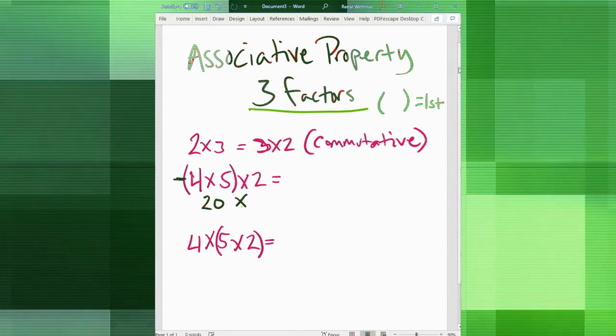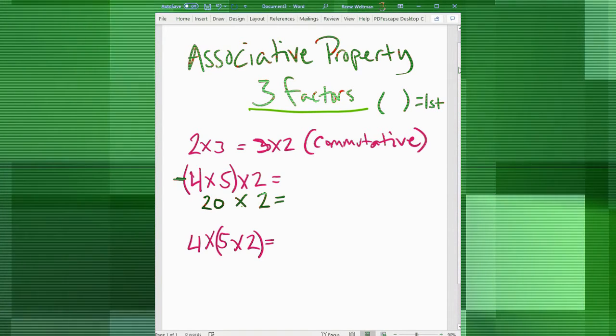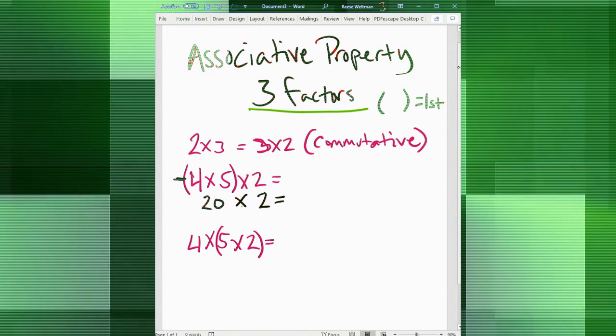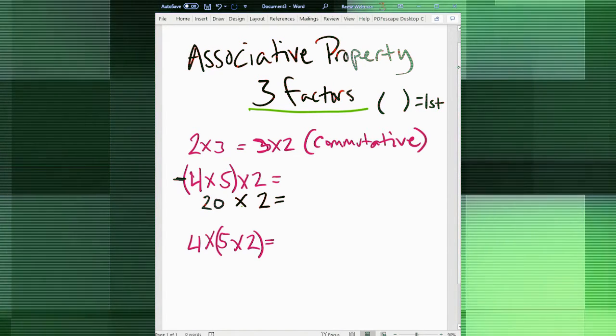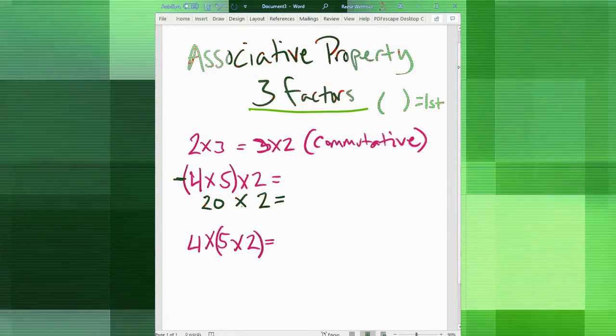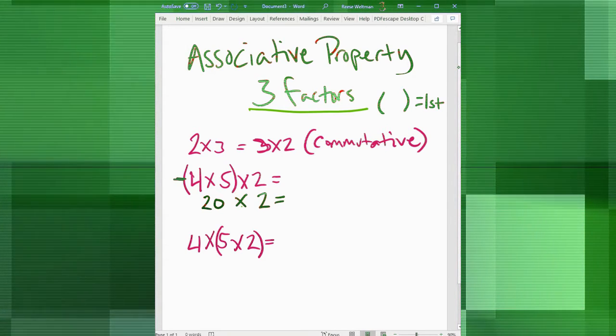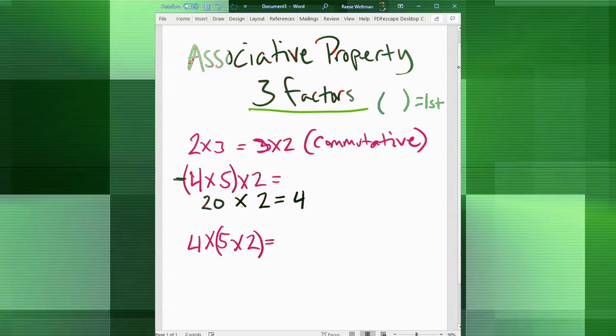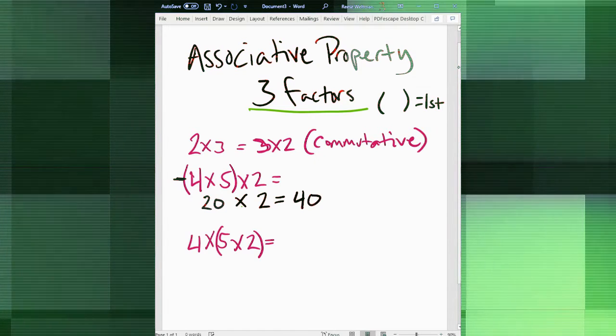That's our product there. Now we're going to drop that 2 down, and it's going to turn this into 20 times 2. Well, remember when you have 2s, you're always doubling the other factor, right? So really, 20 plus 20 is the same thing as 20 times 2. So you're going to end up with 40.